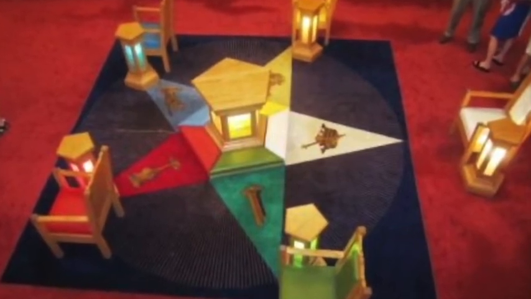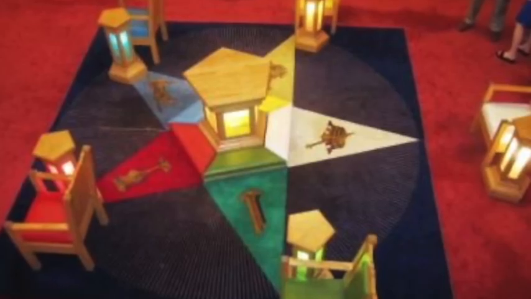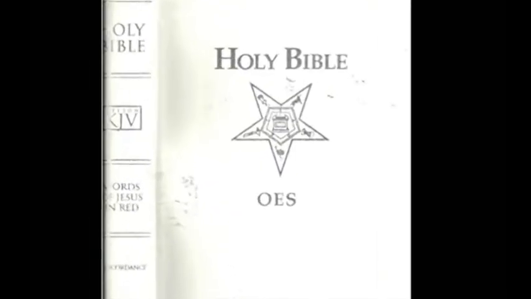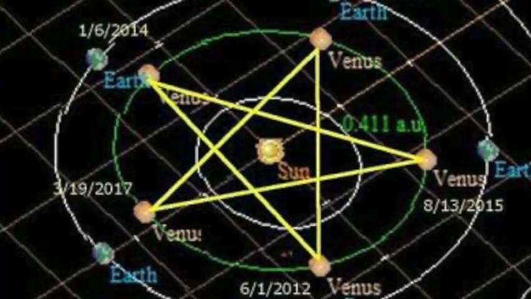Rituals are held around a pentagonal altar with the Judeo-Christian Bible on it. Eastern Star Bibles have the inverted pentagram on the cover. The star in the east might refer to Venus or Sirius.